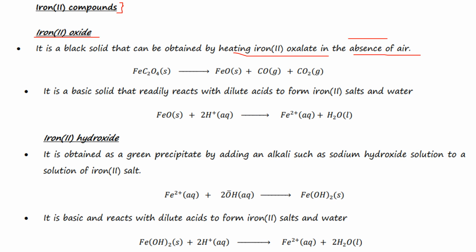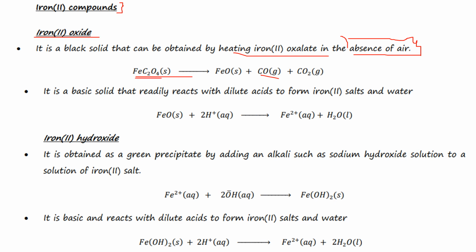This is a very important condition, that we can only do this in absence of air. I told you whenever you heat an oxalate, the first gas you give off is going to be carbon monoxide gas. After carbon monoxide gas leaves, you remain with iron 2 carbonate. When you heat iron 2 carbonate, we say that whenever you heat any carbonate present in the +2 oxidation state, you are going to form an oxide together with carbon dioxide gas.